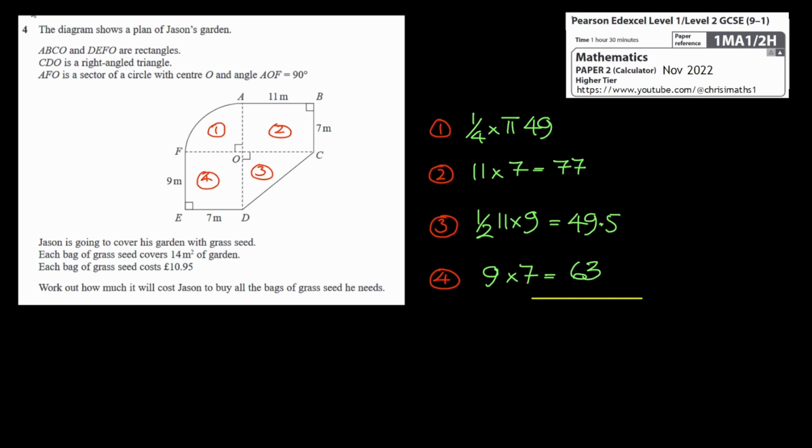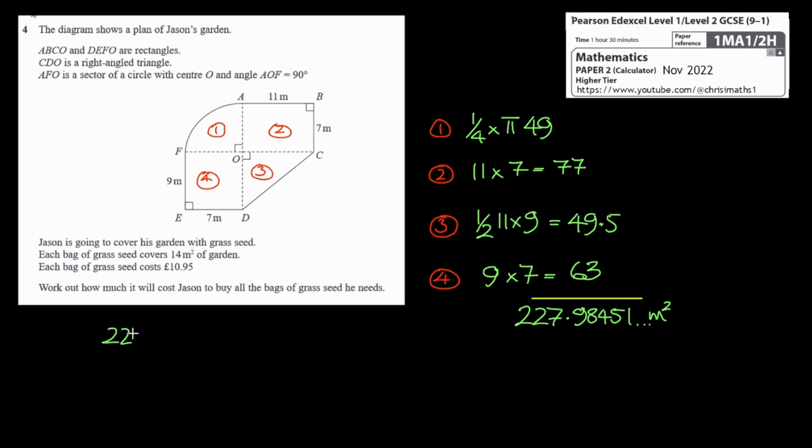Now we just need to add this lot up, and you get an answer of 227.98451. And this is meters squared. And this goes on forever, mainly because of the pi. Okay, so each seed packet covers 14 meters of this total. So we need to work out how many packets he needs.